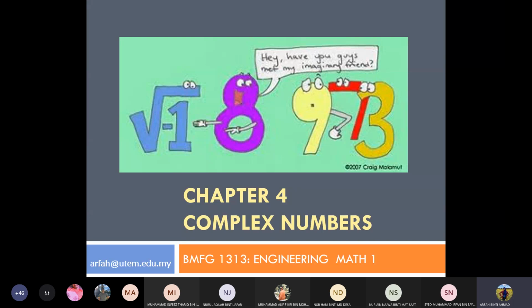Okay. So this is for example the graphical picture of what is complex number. Normally we have the number from 1 up until infinity. Tapi for the case if you have a set of negative 1, so this one, hey, have you guys made my imaginary friend? This is for example.